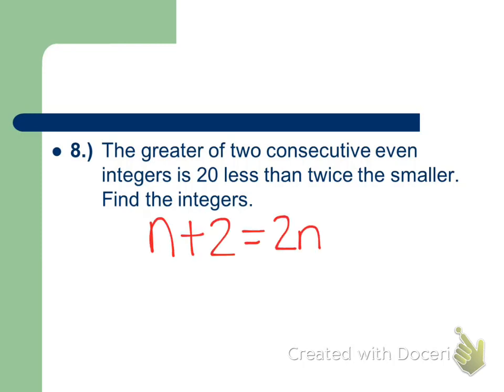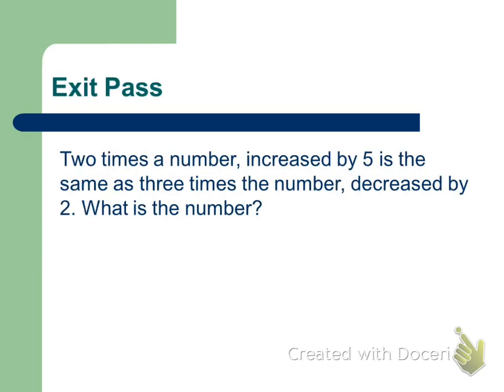Very good. So when we do consecutive even integers, we add 2. Equals 2n minus 20. Again, 20 less, we have to think subtraction. Now let's not get too excited just yet. I know we're almost out of here. But on your exit pass, I want you to try to write the equation. You don't have to solve it all the way through.